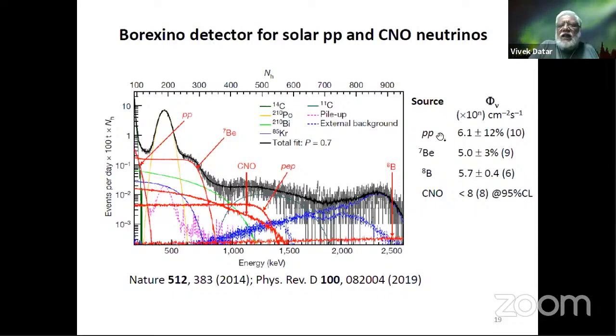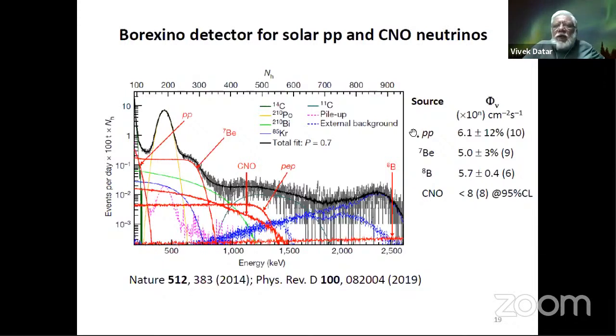And so they can extract a PP flux of the order of about 6 times 10 to the 10, with a 12% error on this. So this is the majority of the flux of neutrinos. You have roughly 60 billion neutrinos passing through the tip of your finger every second. That was what was said by Murthy and Amol, right? Sometime in the first of their lectures.